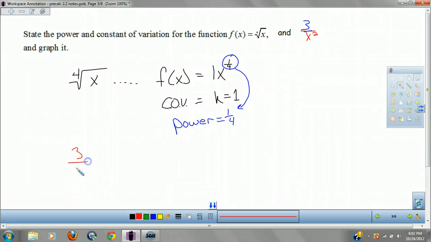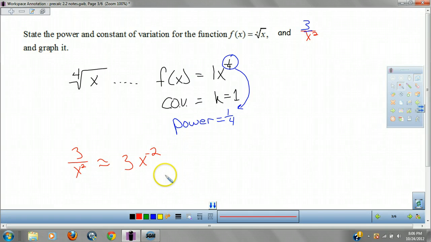Now let's take a look at this guy. Again, first thing I'm going to do is rewrite this. But now, does this vary directly or inversely? If you said inversely, give yourself a cookie. Because here we go, I'm going to rewrite this. Okay, that's the same thing as 3 times x to the negative 2.